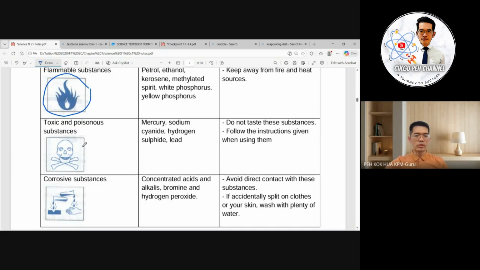So this symbol shows toxic and poisonous substances.